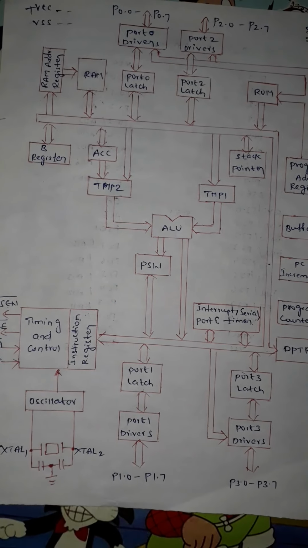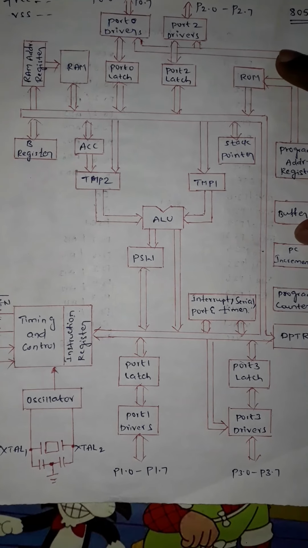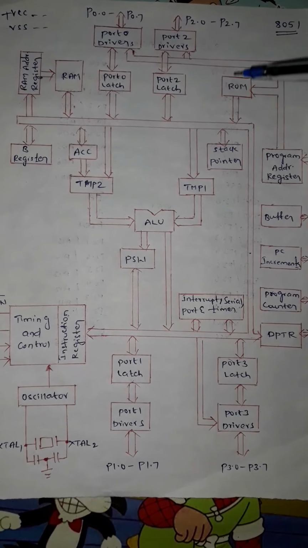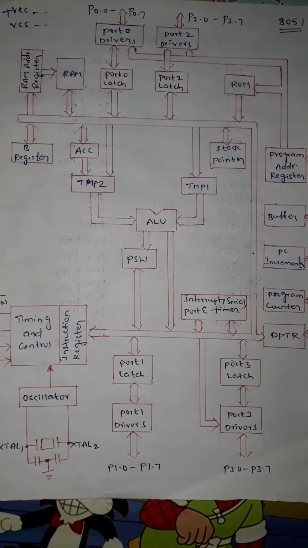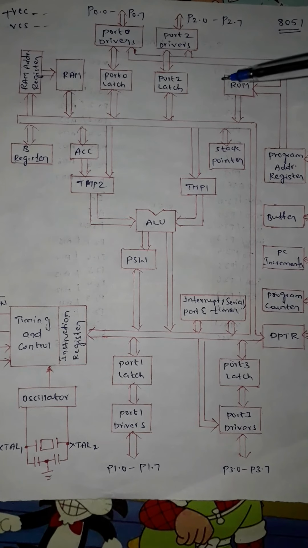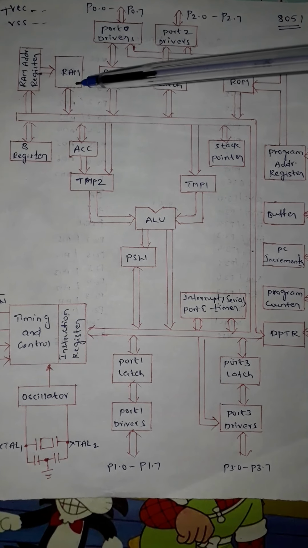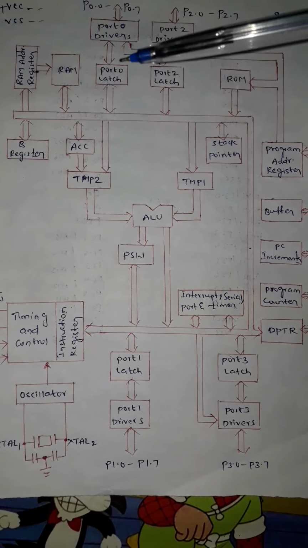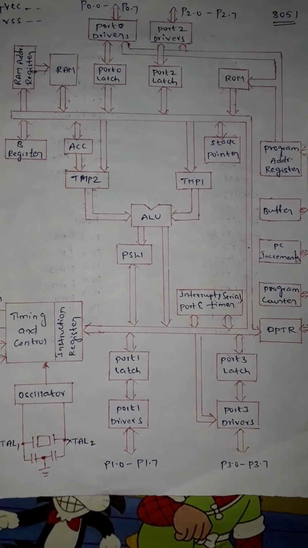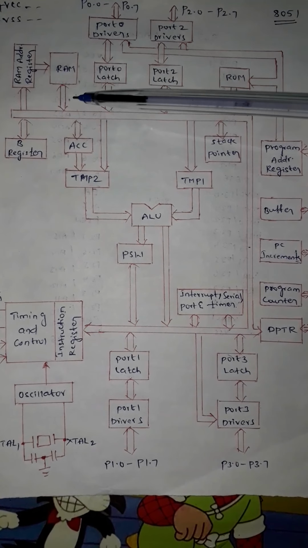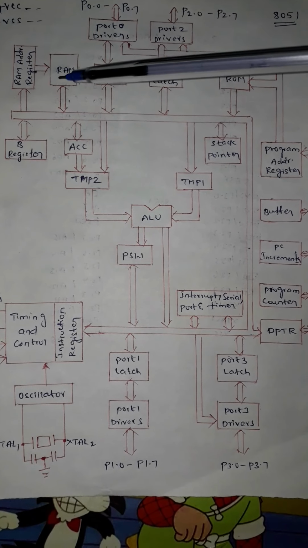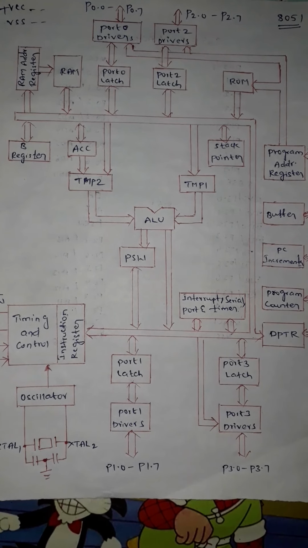Now let us look at the architecture or block diagram of the 8051 controller. In the 8051 controller we have internal memories, RAM and ROM. The RAM memory is used for data processing, and in this controller the size of RAM is 128 bytes. So you have 128 bytes of RAM for processing data, and the address for the RAM is provided.